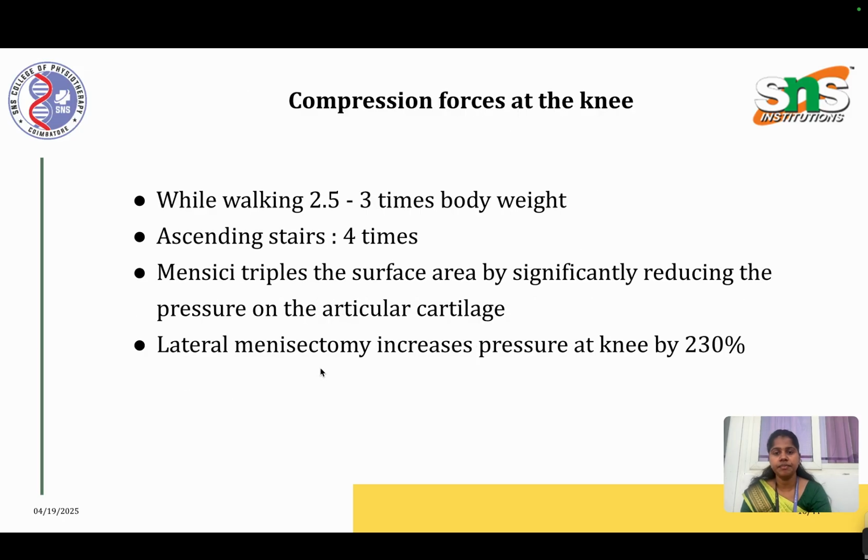And coming to the compression forces at the knee, while walking it is 2.5 to 3 times the body weight, whereas in ascending stairs it is about 4 times. The menisci triple the surface area, significantly reducing the pressure on the articular cartilage, and lateral meniscectomy increases the pressure at the knee by 230%.